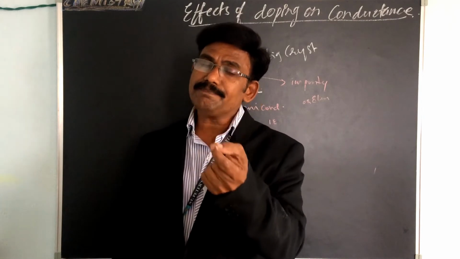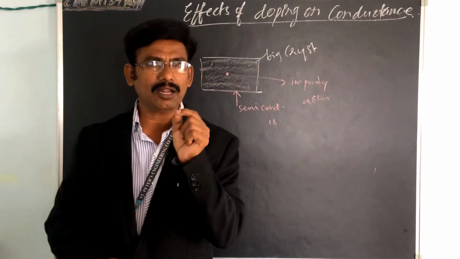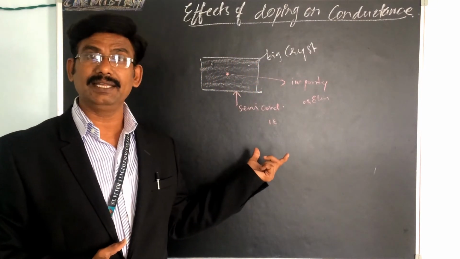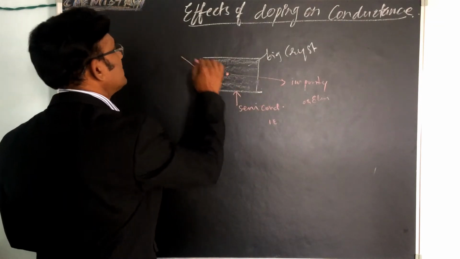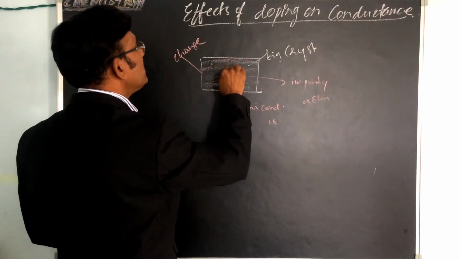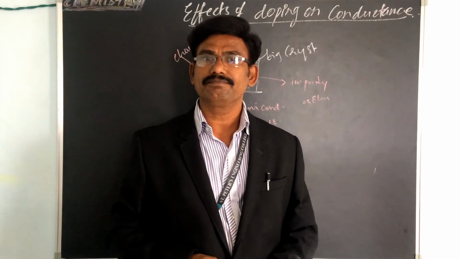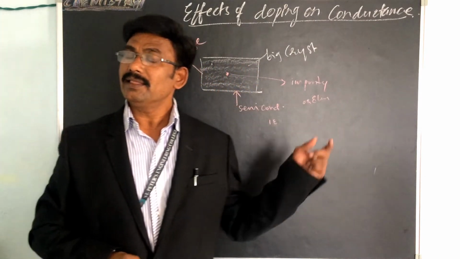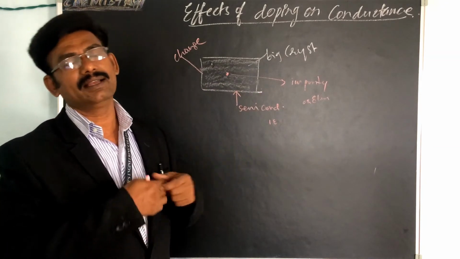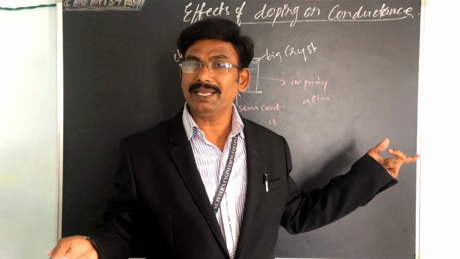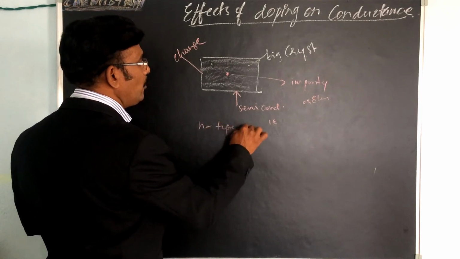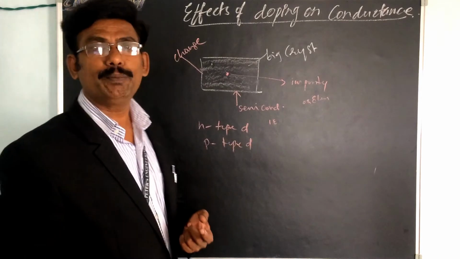Doping is the addition of small quantities of an element or impurity to a pure semiconductor to change its electrical conductivity characteristics. When we add this impurity, it changes the character. The complete electrical conductivity is changed. So there are two types of doping: n-type doping and p-type doping.